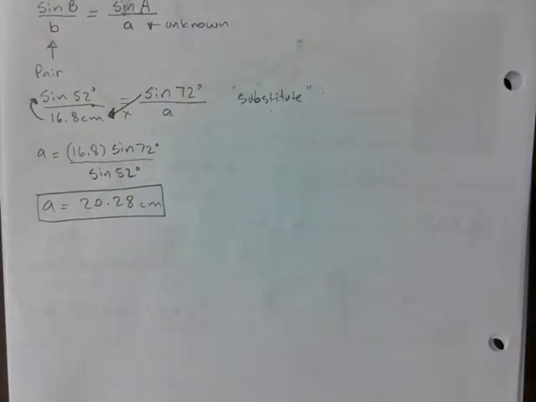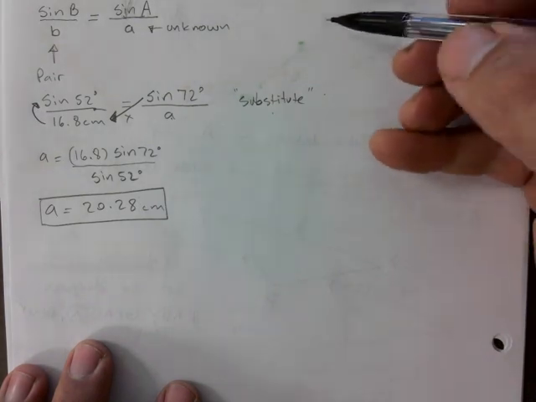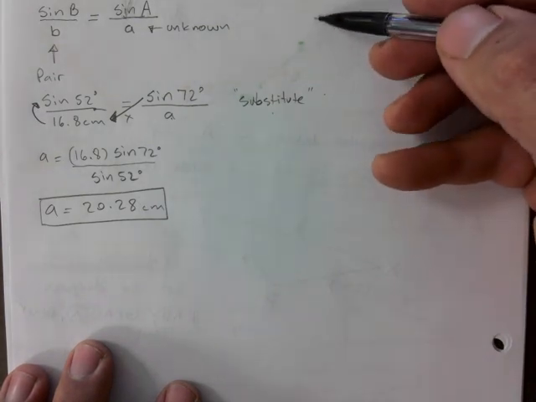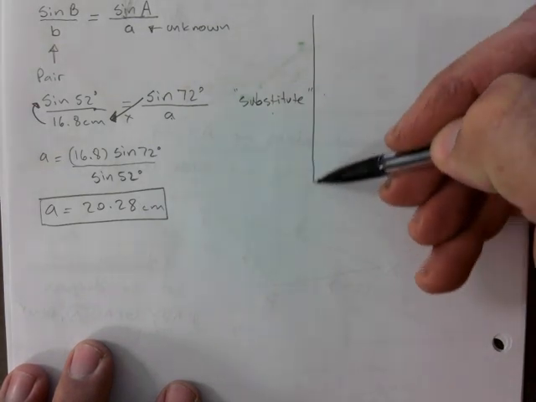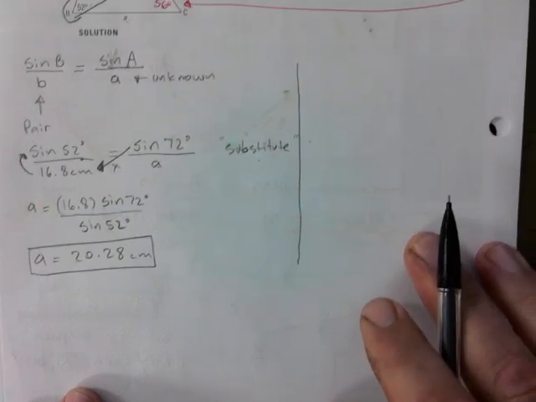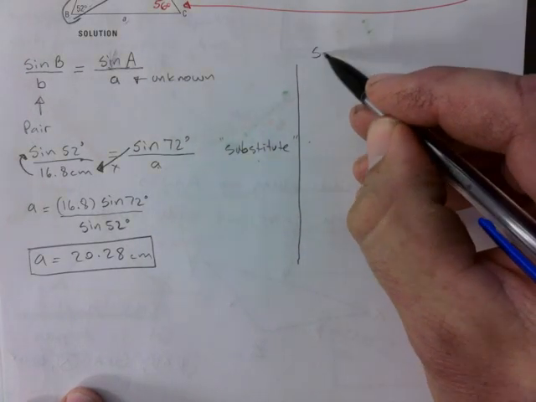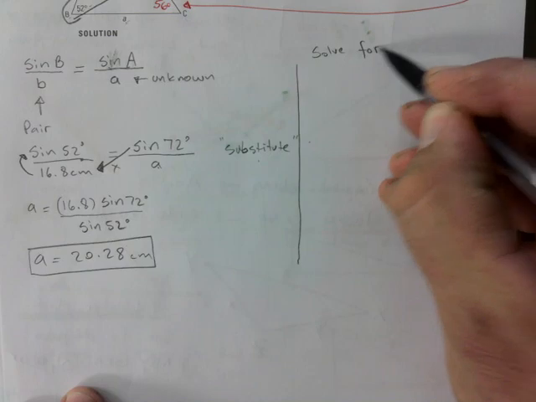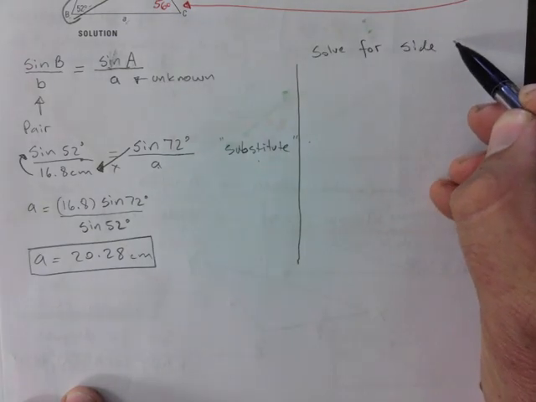Do not use SOHCAHTOA. This is not a right triangle. You can't do it, right? You cannot use SOHCAHTOA. Okay, how about this? I will ask you to solve for side B.